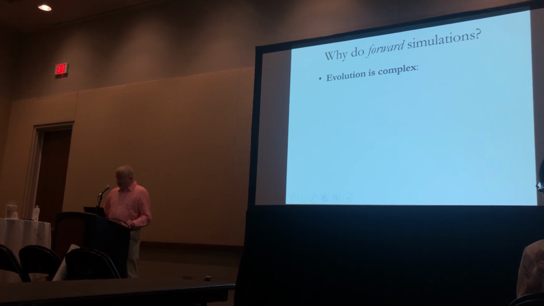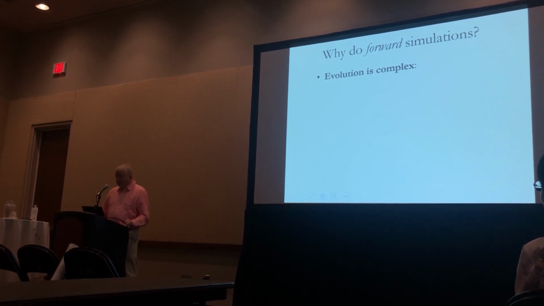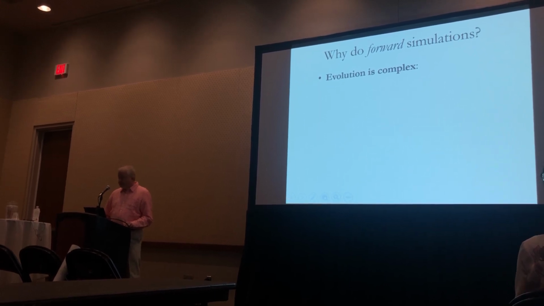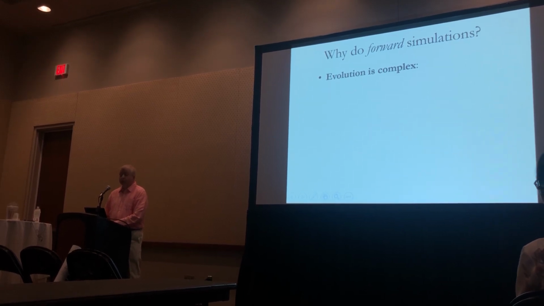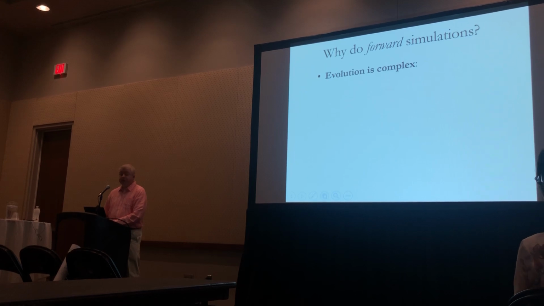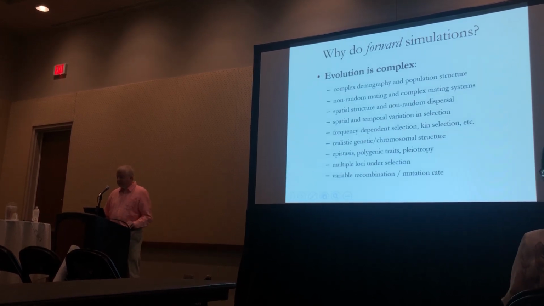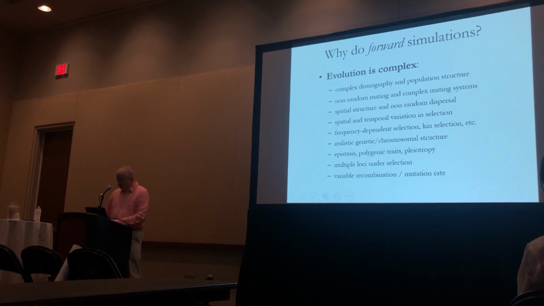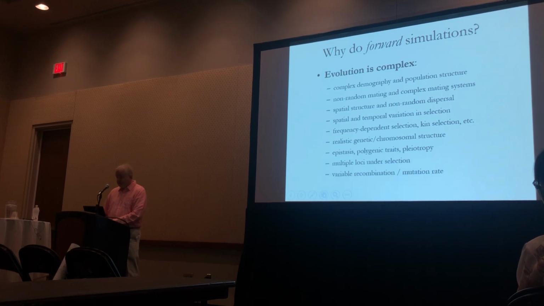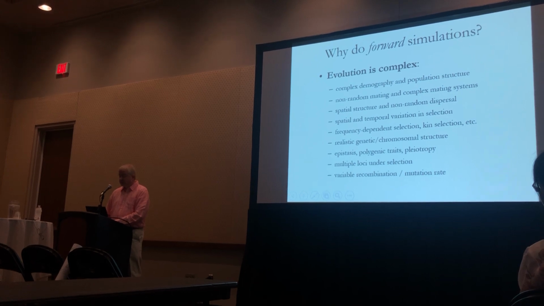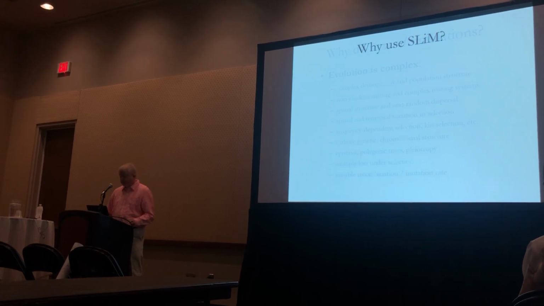But there are various competing methods of modeling and simulation, such as analytical models and coalescent simulations. So why do forward simulations in particular? The answer is essentially that evolution is complex. If all of the simplifying assumptions of analytical or coalescent models apply to your study system, then that's great. But real-world biology typically involves all sorts of complexity, such as the examples listed here that violate those assumptions to some degree. So if you want to model a system that contains this kind of complexity, then forward simulation is often necessary because it allows you to model those specific aspects of your system that make it interesting and different.